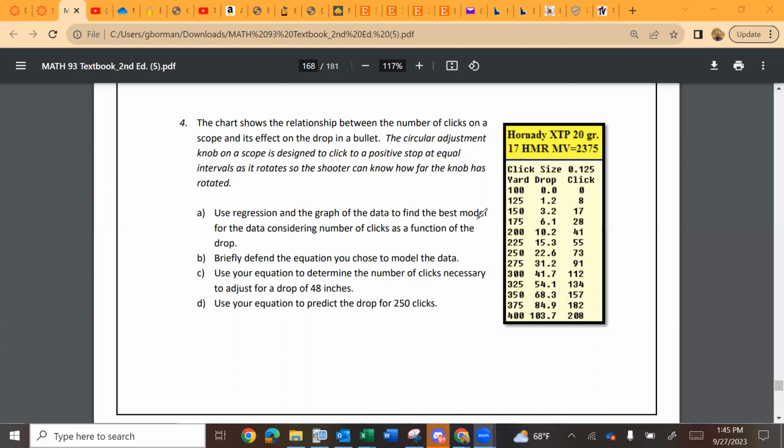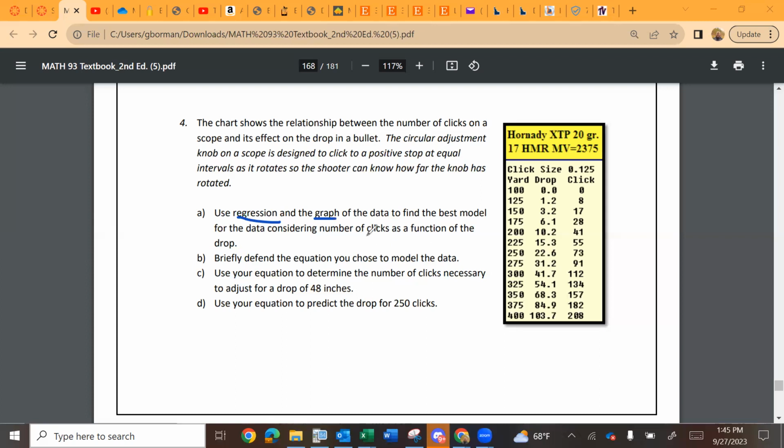This time we've got 1, 2, 3 columns of data. Well, we only need two of them. Which two? Well, it says do regression and a graph to find the best model for the data considering the number of clicks as a function of the drop.